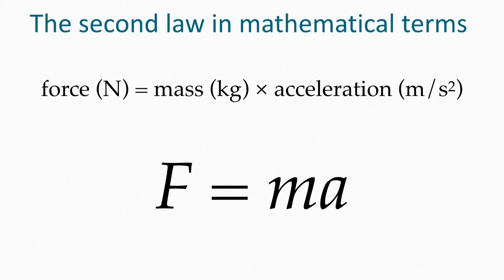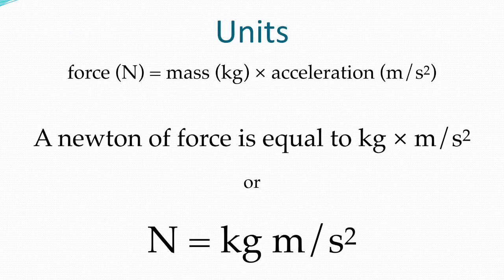Newton's second law as an equation would be force, measured in newtons, is equal to mass in kilograms times acceleration in meters per second squared, or F equals ma. Pause the video here and copy this down in your books. Here, force in newtons is equal to mass in kilograms times acceleration in meters per second squared. Therefore, newtons is equal to kilograms times meters per second squared. A newton is a kilogram meter per second squared.